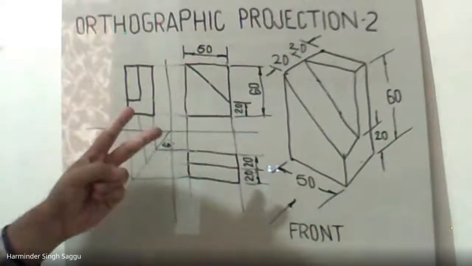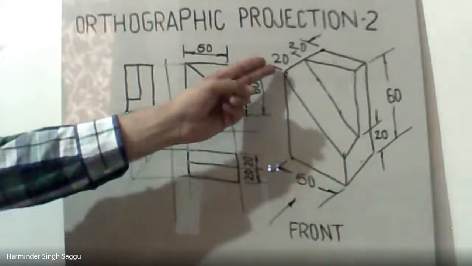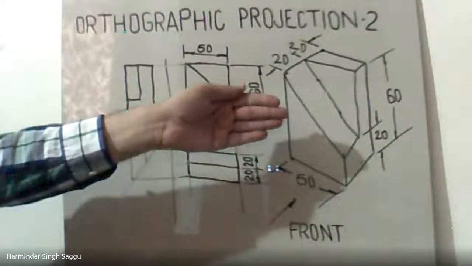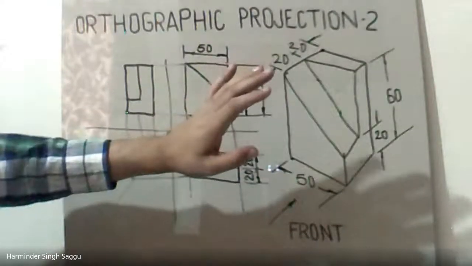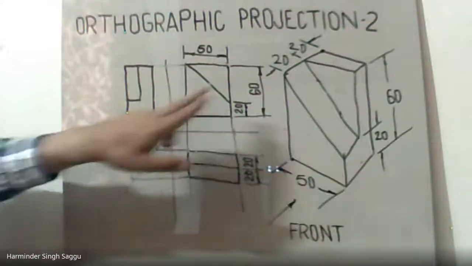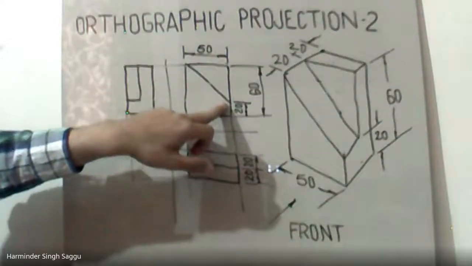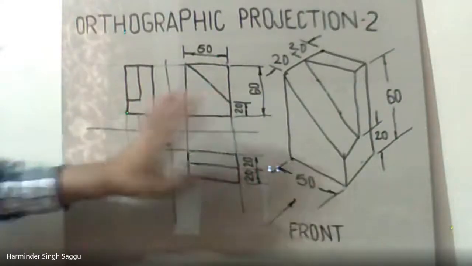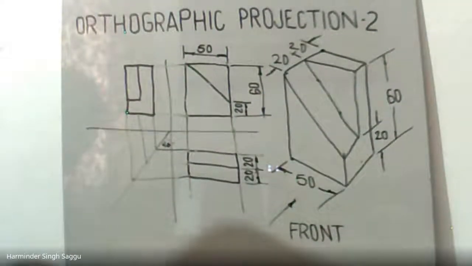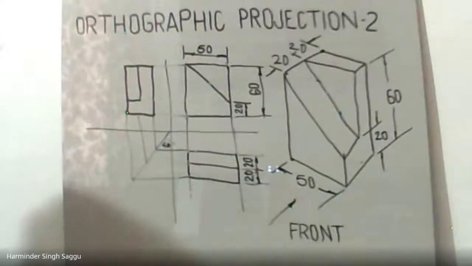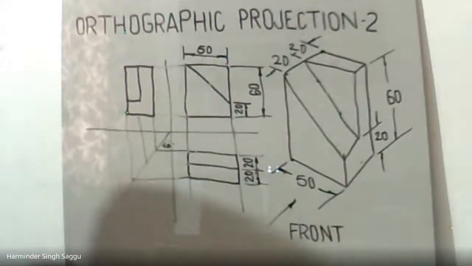This is your second case, when this surface is not isometric. Isometric means 30 degree. Means in the solution, only this line is inclined. Rest all are horizontal or vertical. This is the second kind of cases, when surfaces are inclined to HP.